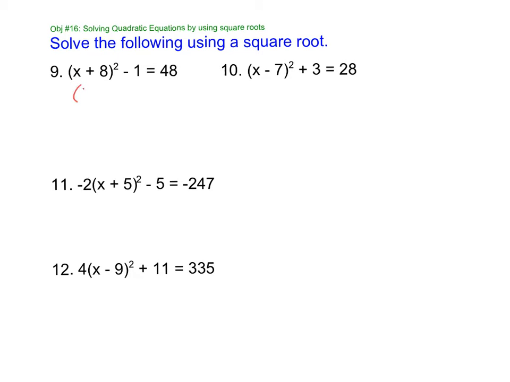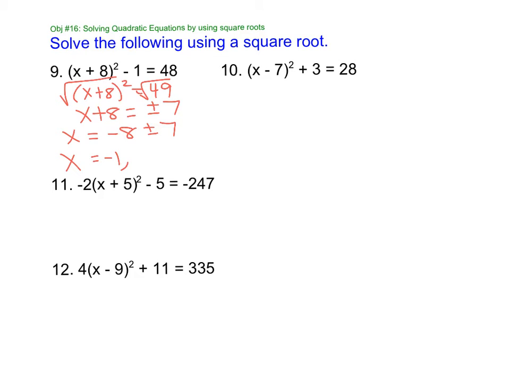All right, so I have x plus 8 squared equals 49. I added the 1. Square root of both sides. X plus 8 equals plus or minus 7. The square root of 49 is 7. I'm going to subtract the 8 on both sides. Negative 8 plus or minus 7. Negative 8 plus 7 is negative 1. Negative 8 minus 7 is negative 15. Done.